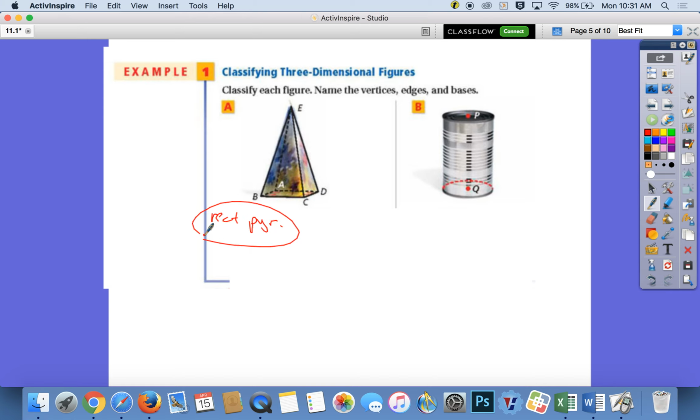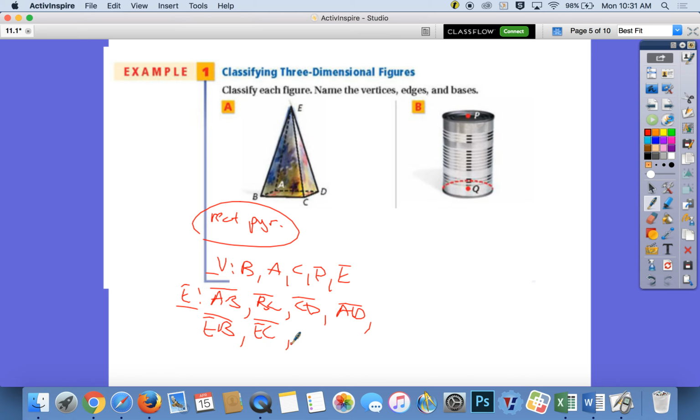I want to go ahead and identify what it tells me to. So my vertices: B, A, C, D, and E. And then my edges, this is where you have to be careful. Your edges are segments, guys. Alright? So segment AB, segment BC, I'll be looking for this on your test, segment CD, segment AD, segment ED, segment BC, and segment ED. Okay, so these are all our segments.